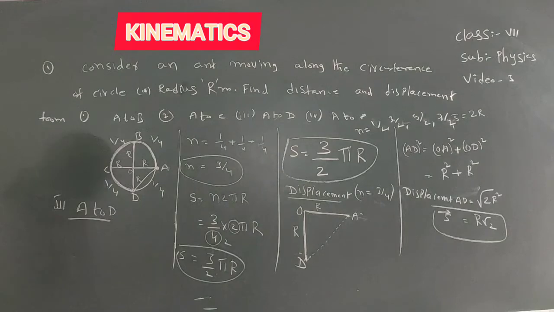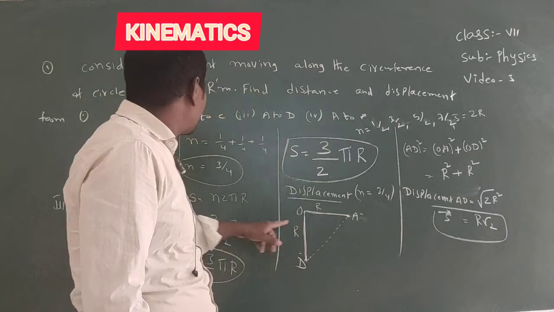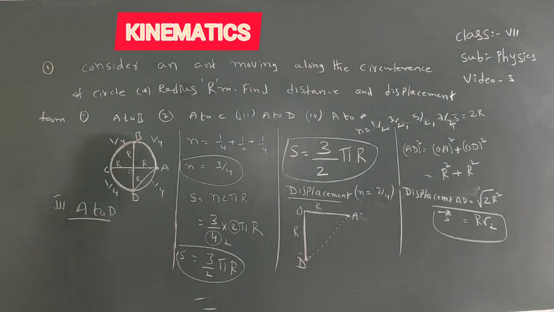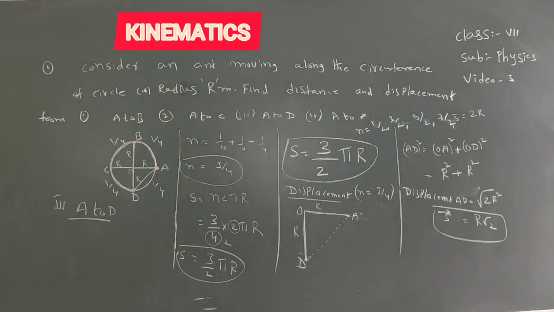If n equals 3 by 4, we got displacement equal to r into root 2. If n equals 1 by 4 also, we got r into root 2. Okay, body is moving in a circular path. If n equals 3 by 4, then displacement equals r into root 2. If n equals 5 by 4 or 1 by 4 or 7 by 4 or 9 by 4, displacement is the same, that is r into root 2. R means here radius of the circle.